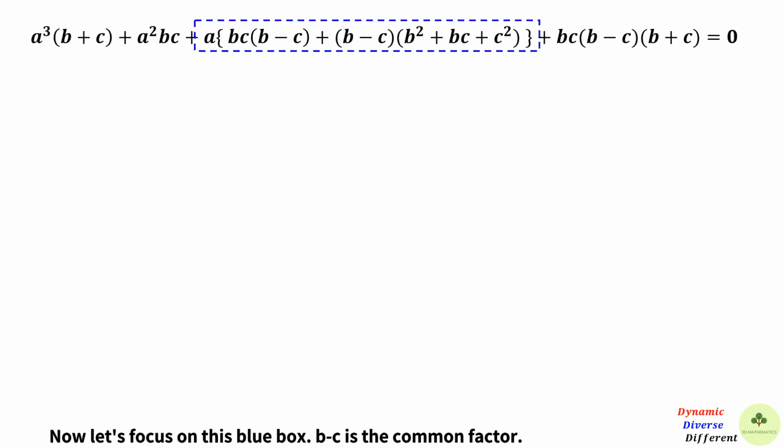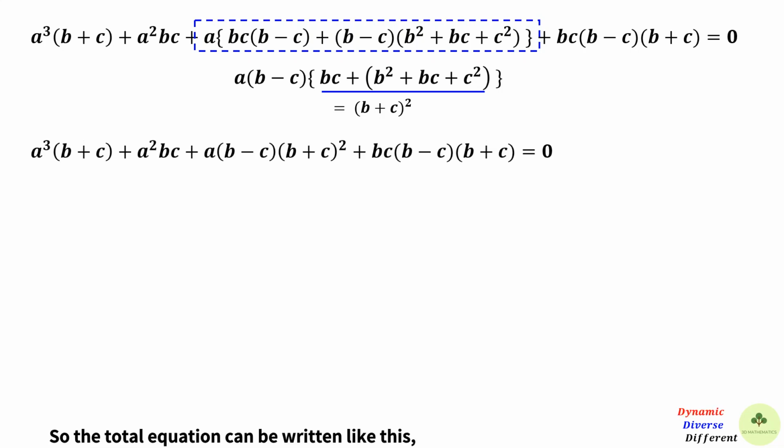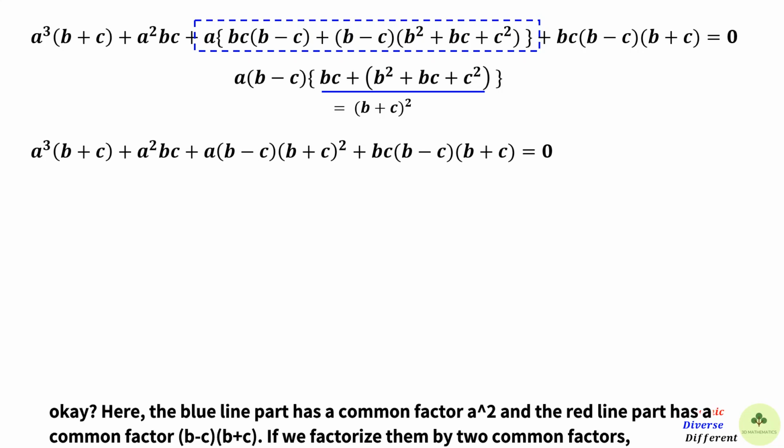Now let's focus on this blue box. B minus C is the common factor. So this blue box part can be written like this. And this blue line part is nothing else but just B plus C squared, right? So the total equation can be written like this, okay?